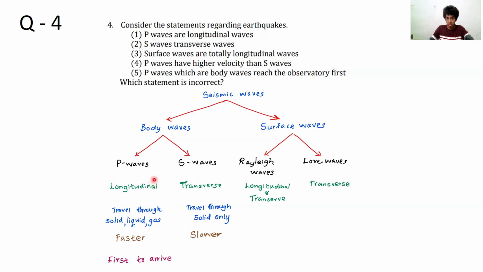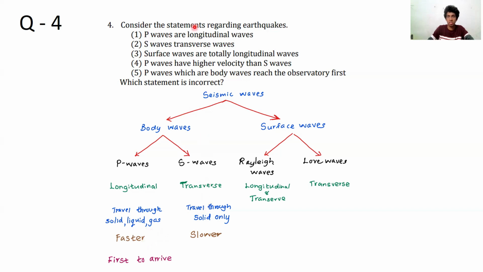The next important thing is P waves travel through all the three media: solid, liquid, and gas. But S waves can travel only through solid. And P waves are faster than S waves. As P waves are faster, they are the first to reach the observatory.